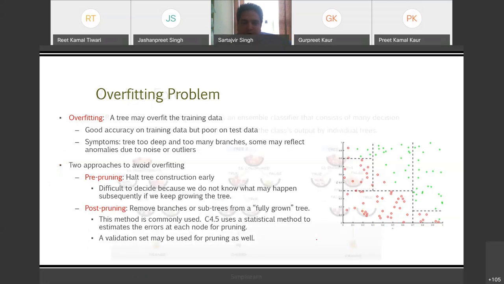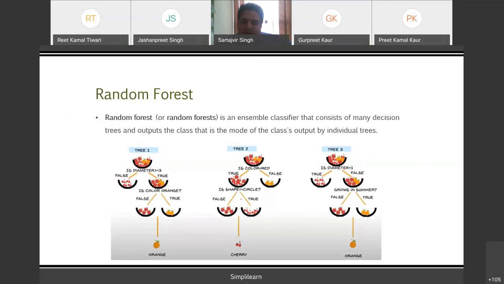In order to solve the decision tree problems, there is the random forest. Random forest is a very efficient classification algorithm that consists of many decision trees. Here you can see that in the first tree, two parameters have been considered.